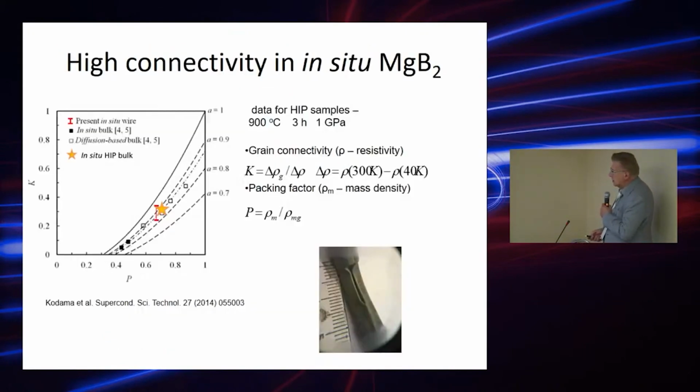Something about the connectivity: as we see here, the connectivity of typical in situ wires is quite low, and with our HIP we can obtain a much higher packing factor and grain connectivity, and this gives us the possibility to increase the density of the material in the wires.